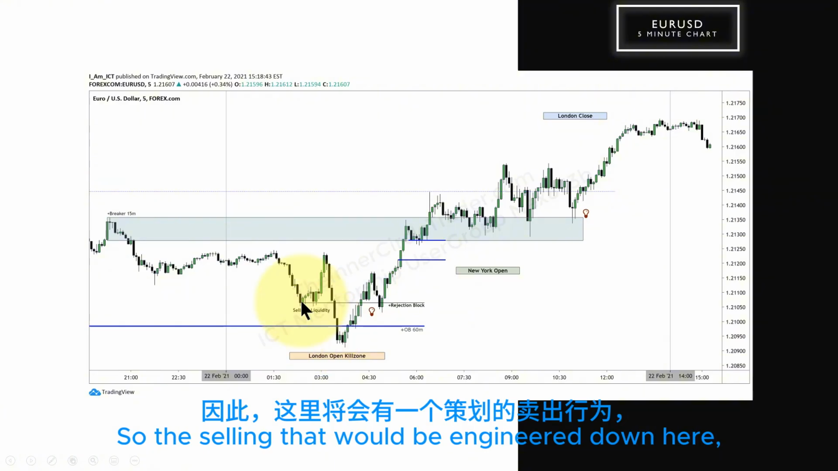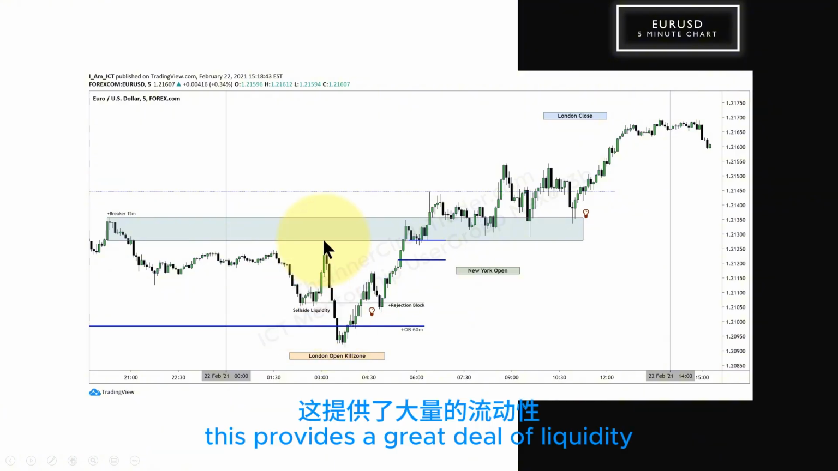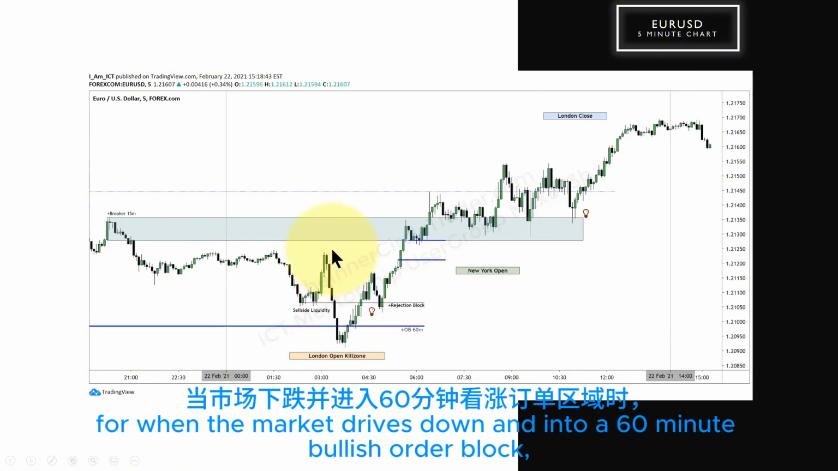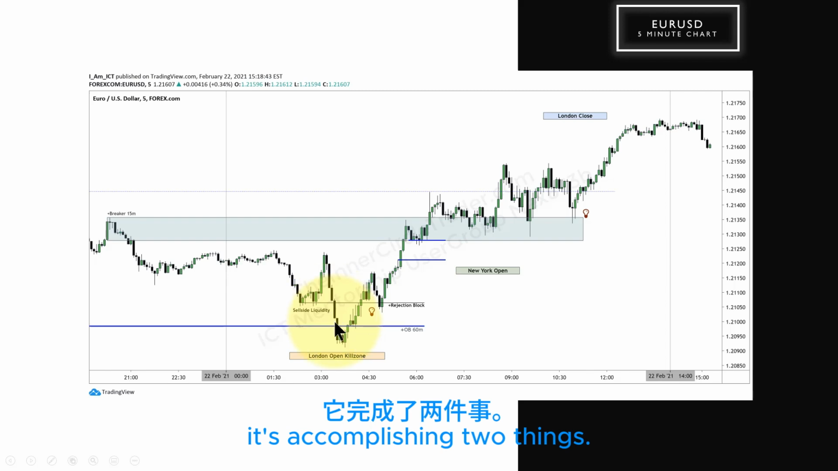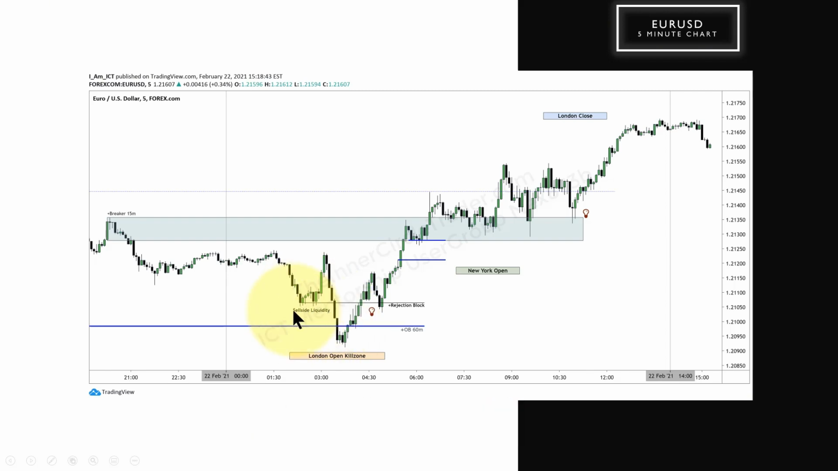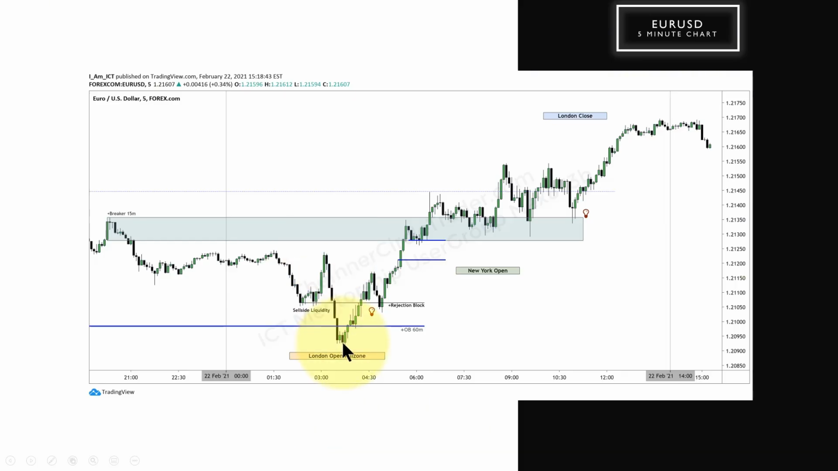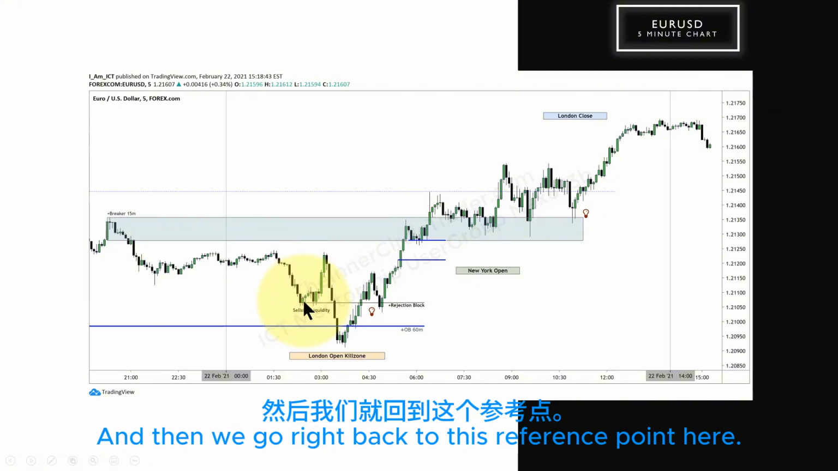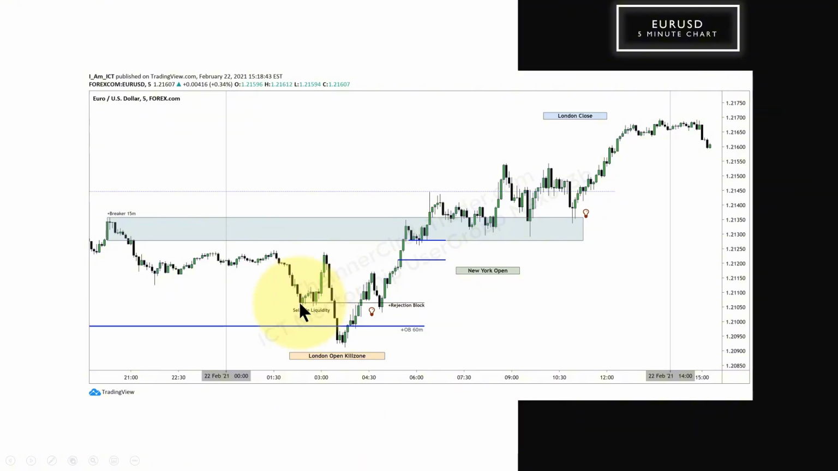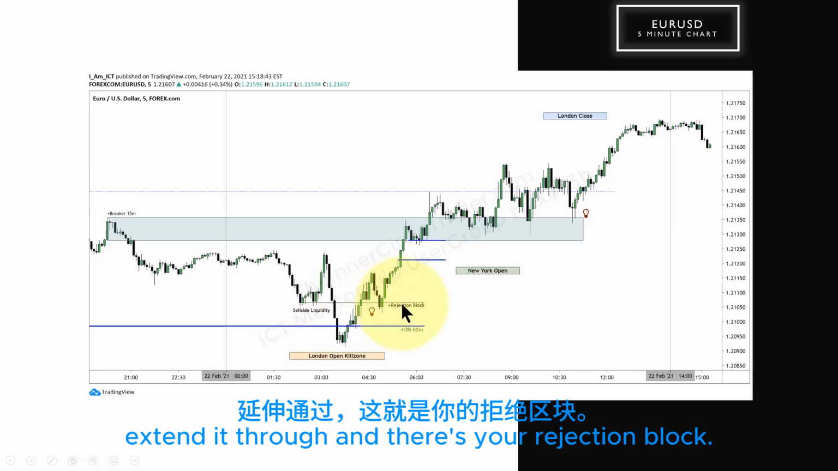So the selling that would be engineered down here provides a great deal of liquidity for when the market drives down and into a 60-minute bullish order block. It's accomplishing two things. It's purging the liquidity here, so those sellers that were already long, they get knocked out. It trades down to a bullish order block, then rallies up, and then we go right back to this reference point here. It's the lowest down closing price, extend it through, and there's your rejection block.